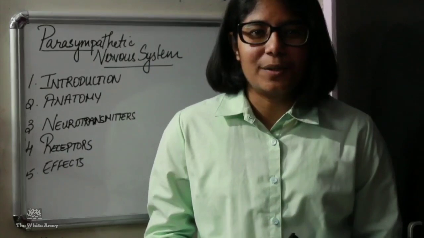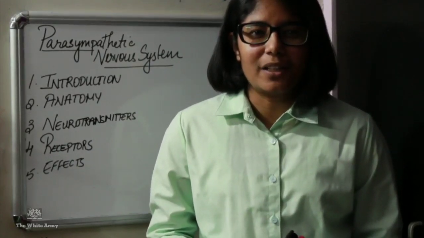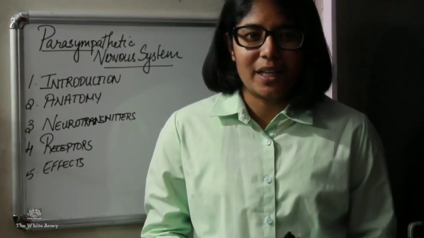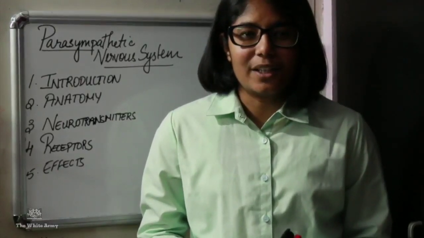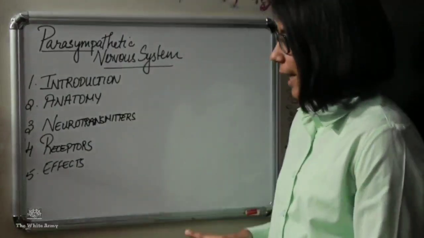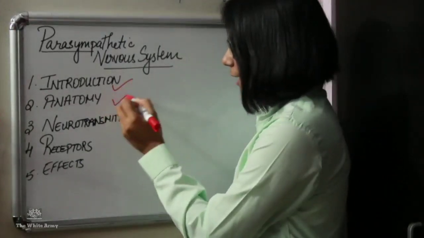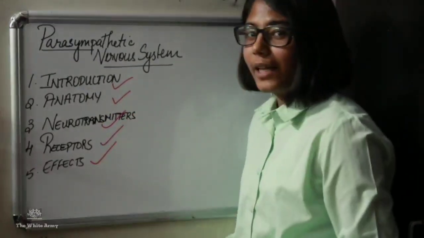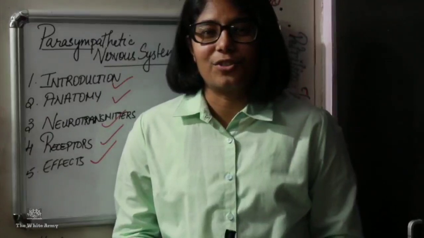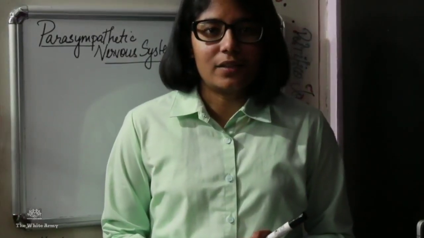In the previous video of ANS, we had studied about the autonomic nervous system, the sympathetic nervous system, about the anatomy and the functions. In this video, I shall be explaining the parasympathetic nervous system under the following headings: Introduction, Anatomy, Neurotransmitters, Receptors and the effects of parasympathetic nervous system on various tissues of the body. Coming to the parasympathetic nervous system.